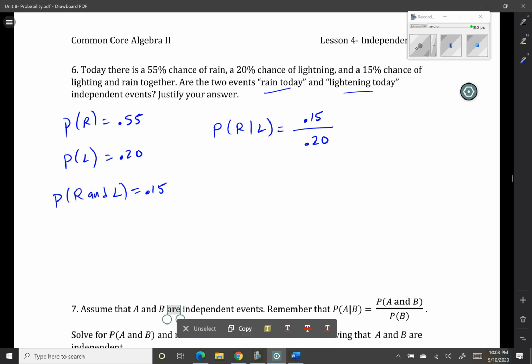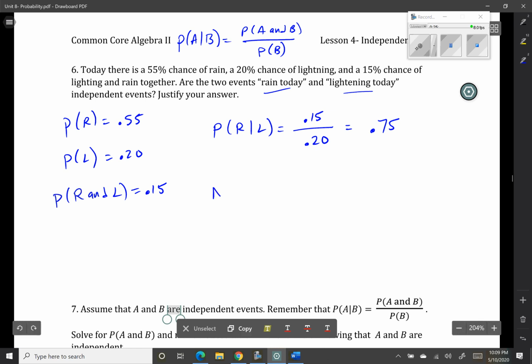Now, if that part confused you, just remember the probability of any event given another event is the probability of the two events happening together divided by the probability of what was given. That's what we just did to get these two numbers. We said the probability of rain and lightning divided by just the probability of the given, which is lightning. Well, if I do that quick probability calculation, I get 0.75.